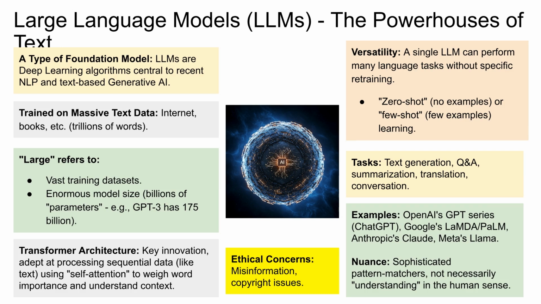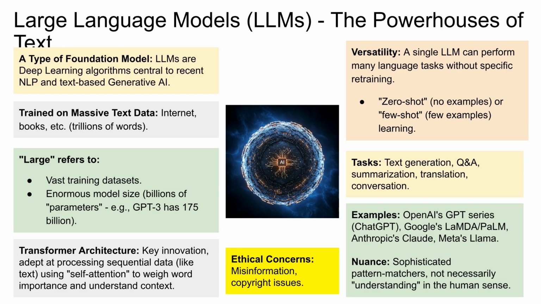For example, OpenAI's GPT-3 has 175 billion parameters. A key architectural innovation is the transformer model. Transformers are neural networks adept at processing sequential data like text. They use self attention, allowing the model to weigh the importance of different words to understand context and nuances more effectively. One remarkable characteristic of LLMs is their versatility.